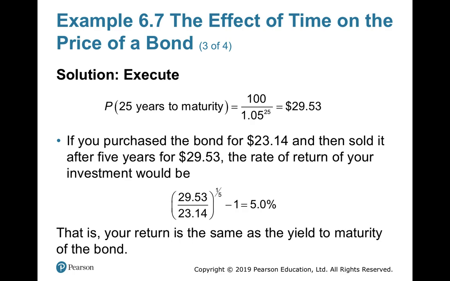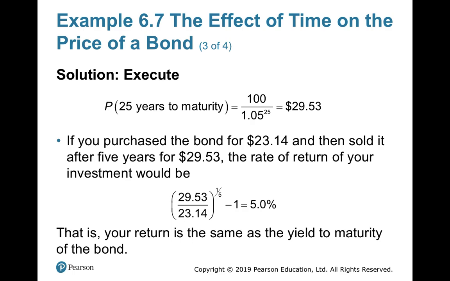Now we can see the time value of money remains always the same. The rate of return, the rate of interest remains the same. That's why the value of money goes up year after year. So today's 23.14 is equal to 29.53 after 5 years. Why? Because the inflation rate or the interest rate is 5%. So let us check whether it is true or not.